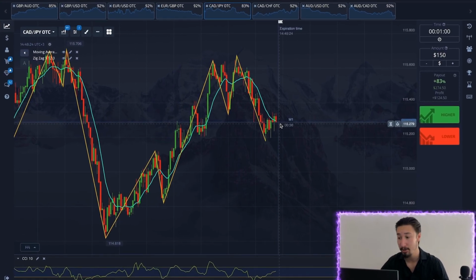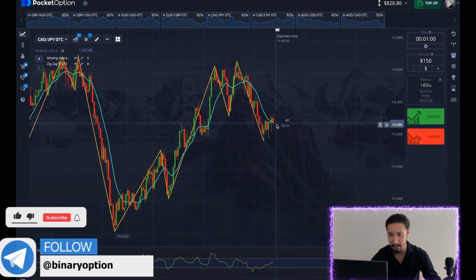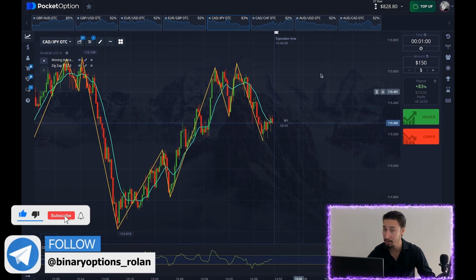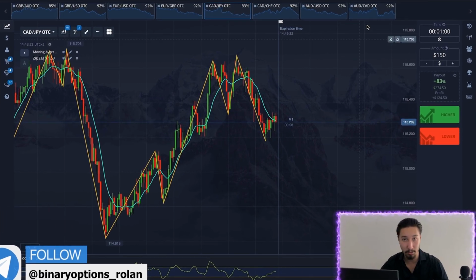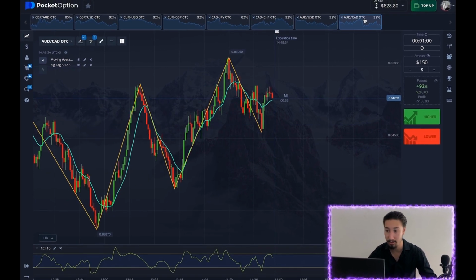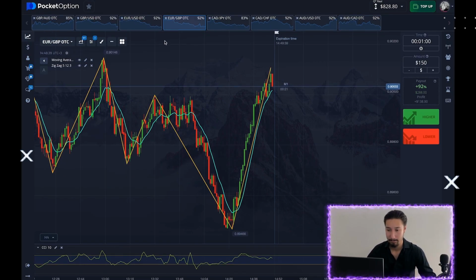Let's continue. Strategy is really gold stuff, guys. You need to try it on right now. Take your computers, go to Pocket Option and try it on with me.